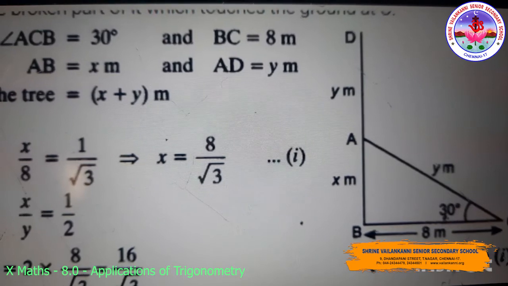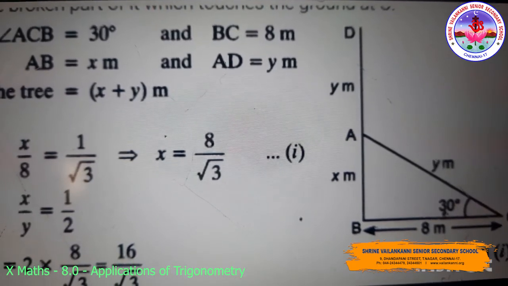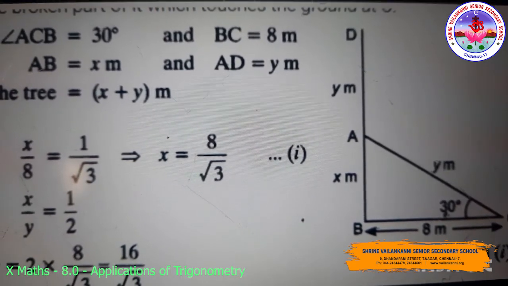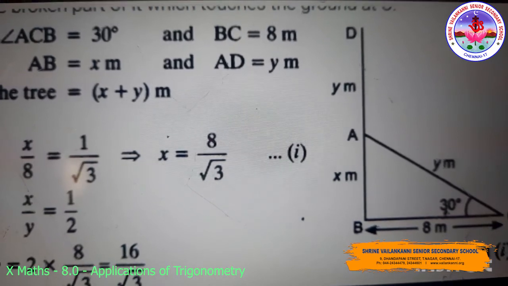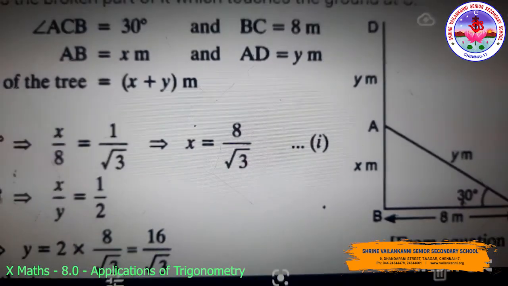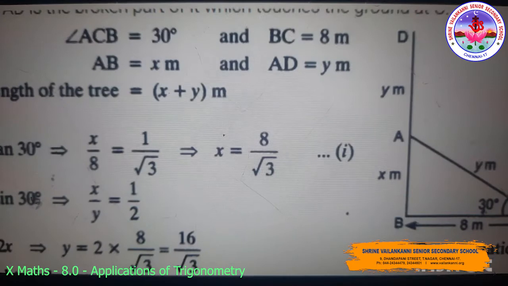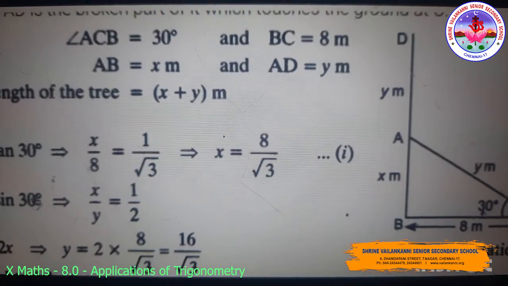I want to find out the value of AB as well as the value of AC, which is equal to the value of AD. Since BD is in a vertical position, angle ABC forms a right angle triangle.